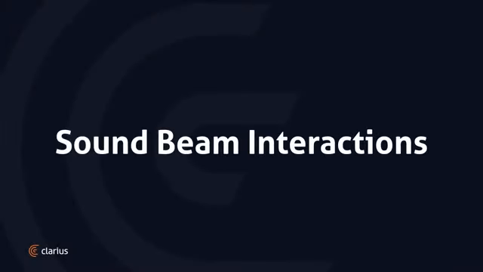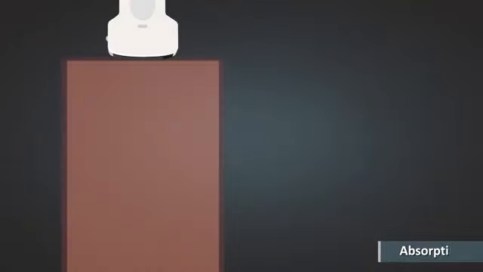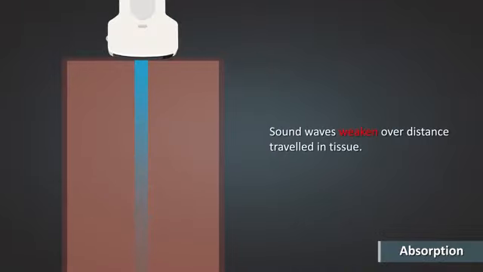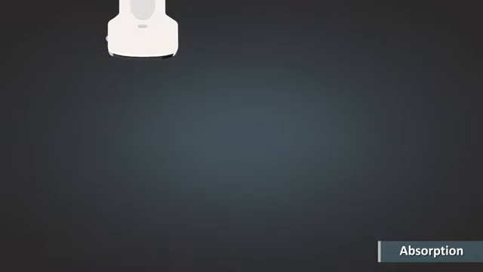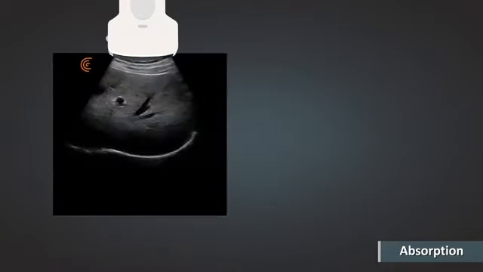Understanding sound beam interactions, including attenuation, reflection, and the effects of frequency. With ultrasound, the major source of sound wave attenuation in soft tissue is absorption, which is the conversion of acoustic energy into heat. This results in the ultrasound wave becoming weaker over distance. Deeper structures can be more difficult to see with ultrasound as the signal attenuates.